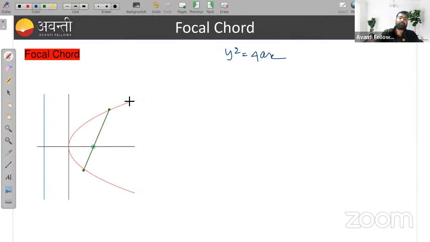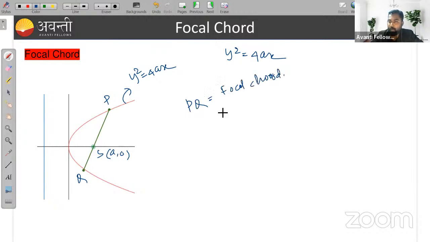Suppose this parabola is y square is equal to 4x, and the chord of this parabola passing through the focus, suppose this is S and the coordinate of S is (a, 0). The chord passing through the focus of the parabola is called my focal chord. So here PQ is my focal chord. Got it? Simple enough.